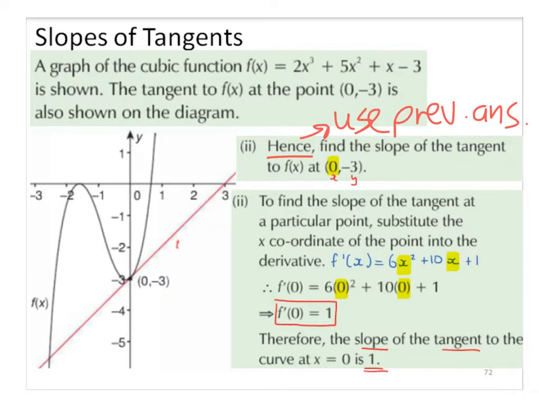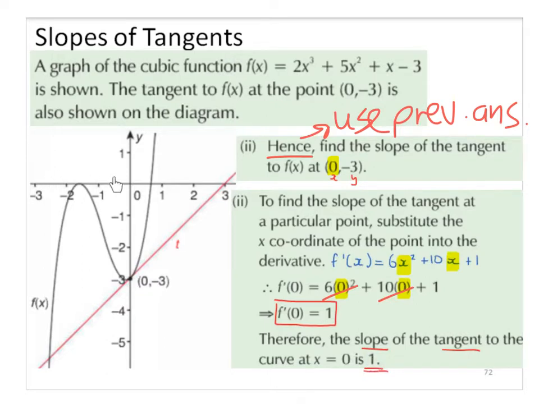So we end up with f prime 0 being 6 times 0 squared plus 10 times 0 plus 1. 0 squared is 0 and 6 times 0 is 0, so that just cancels. 10 times 0 is 0, so we're just left with 1. So f prime 0 is equal to 1. Therefore, the slope of the tangent to the curve at x equals 0 is 1.